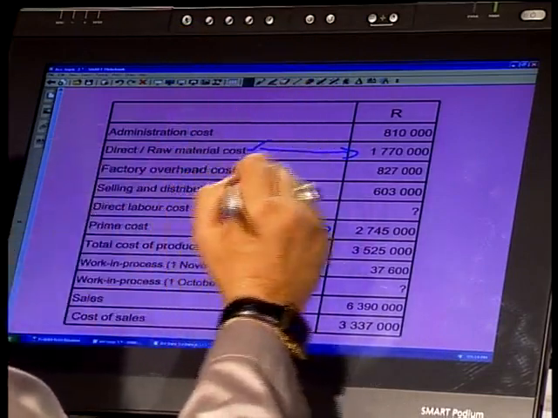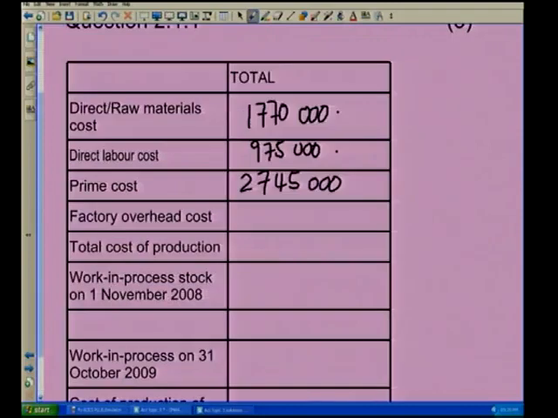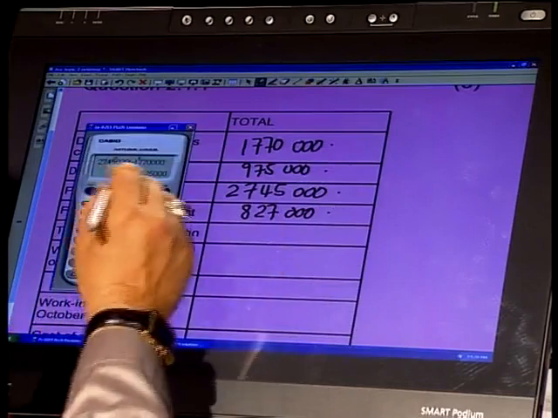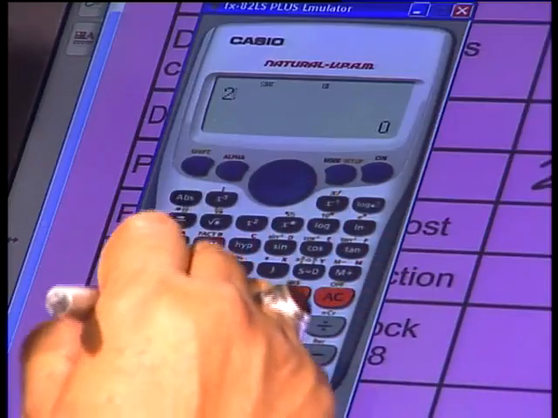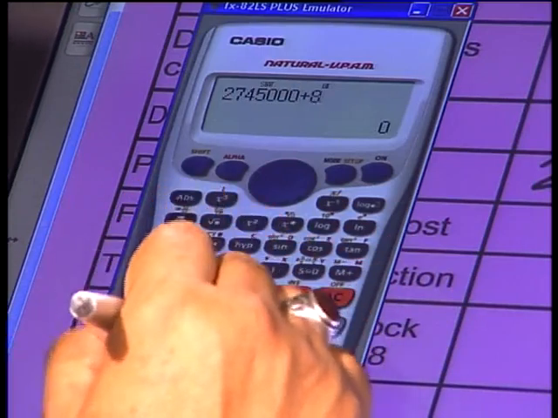Okay, now what happens? Next one, factory overheads. Let's go and see, do we have that? So as you work on your question paper, make a note. I've dealt with my direct labor. I've dealt with my prime cost. What am I working with now? My factory overhead cost, which is 827,000. Got that? What do I now do? I add. What do I add? I add my prime cost plus my factory overhead cost.